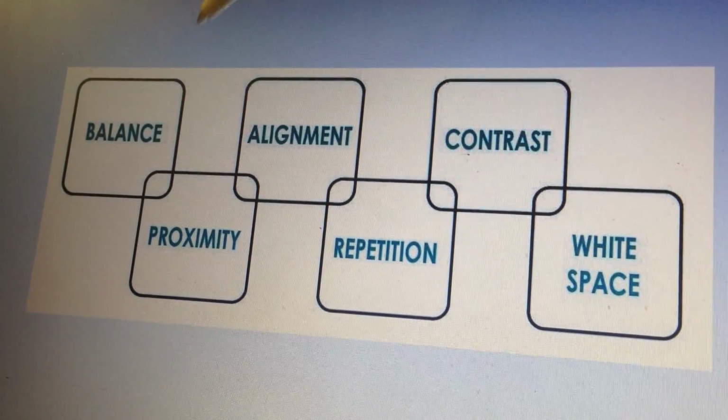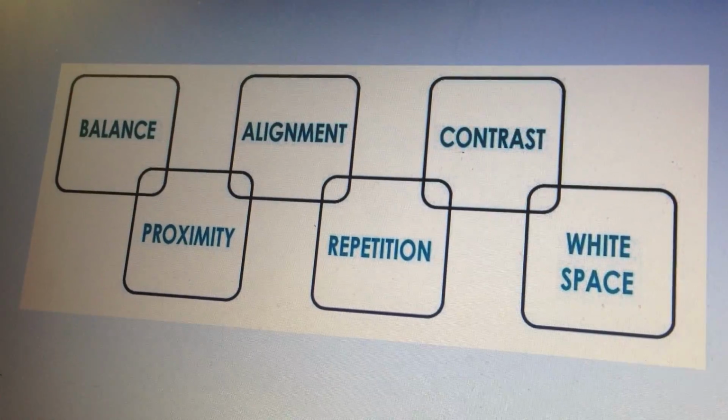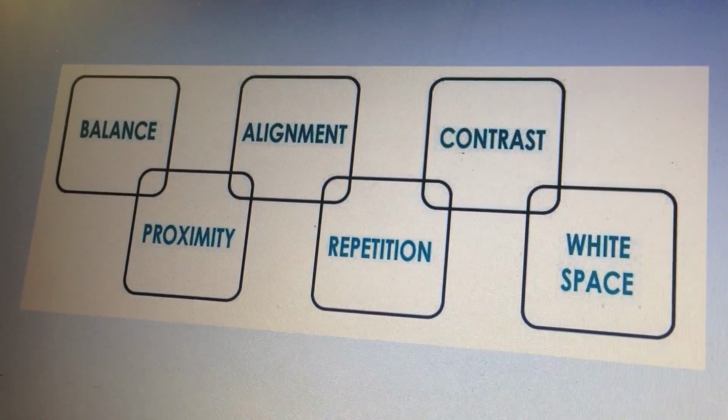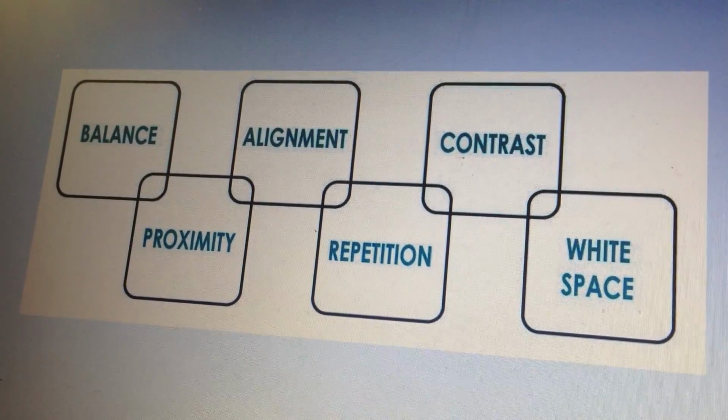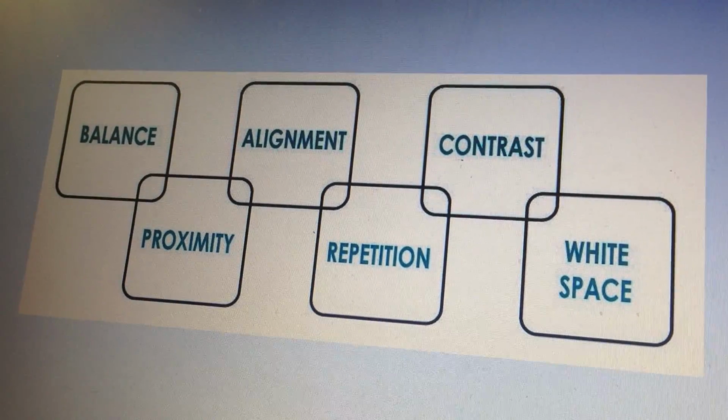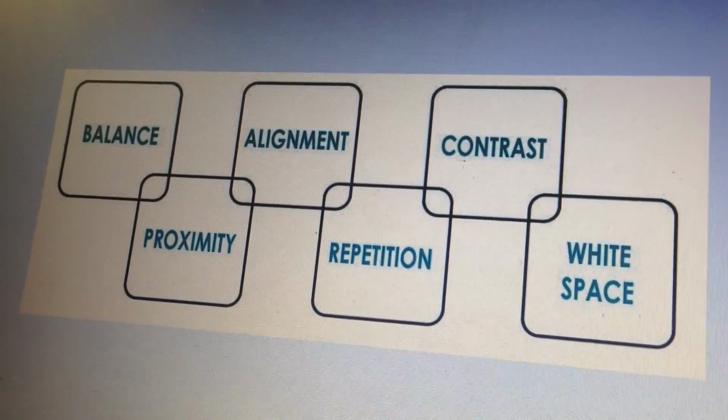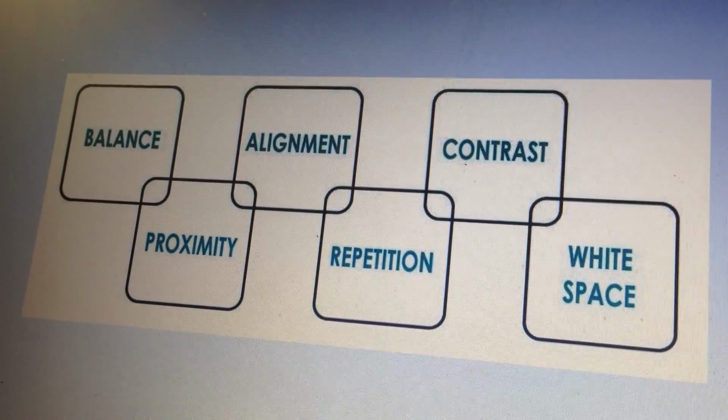Number 1, balance. Balance can be asymmetrical or symmetrical. Symmetrical is when the elements are evenly distributed to the left and to the right, or to the top and bottom of centre.